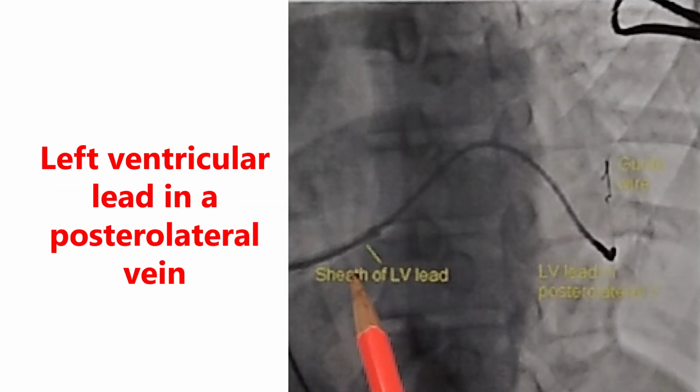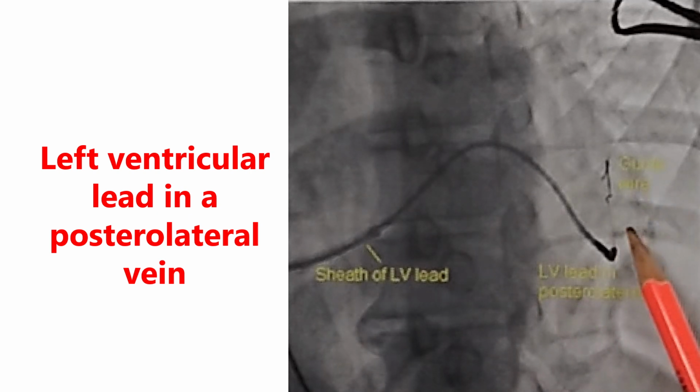The sheath for taking the left ventricular lead is threaded over the decapolar catheter and positioned inside the coronary sinus. When the sheath is deeply seated inside the coronary sinus, the decapolar catheter is taken out. And then the guide wire and left ventricular lead can be taken into the coronary sinus. Here you can see that the left ventricular lead is in a posterolateral vein, and beyond that you can see the guide wire. This is a left ventricular pacing lead for cardiac resynchronization therapy.